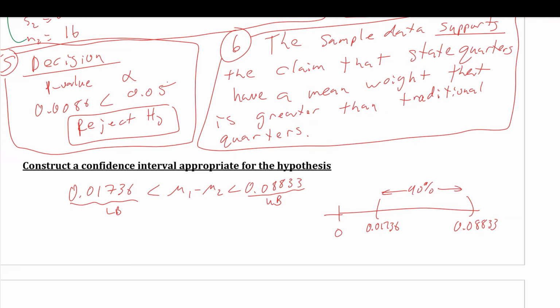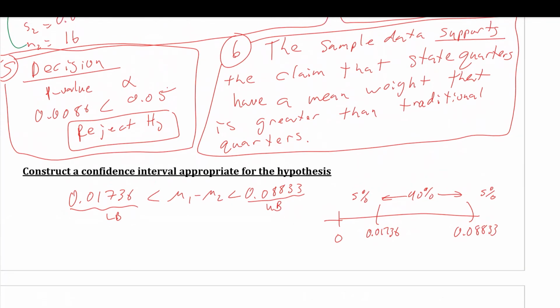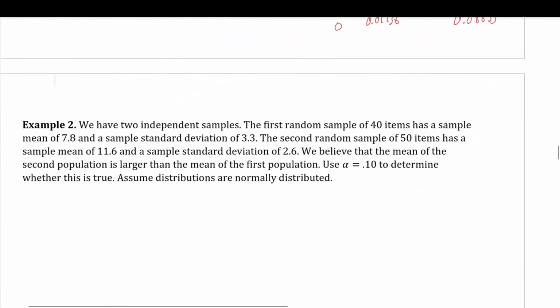Our true difference between mu1 and mu2 is somewhere between these two values. And there's a 5% chance that it's lower than our lower bound and 5% higher than our upper bound. That's why we can say there's a significant difference between our mu1 and mu2, because 0 is not within that confidence interval. All right, let's go on to our second example here.